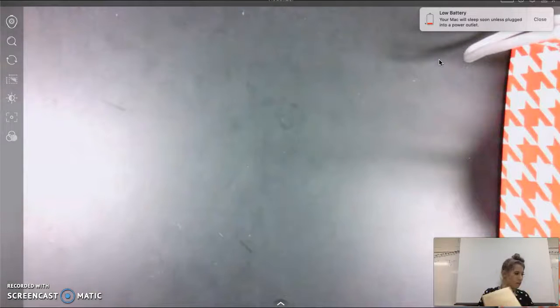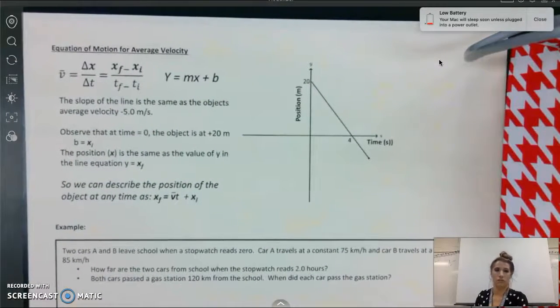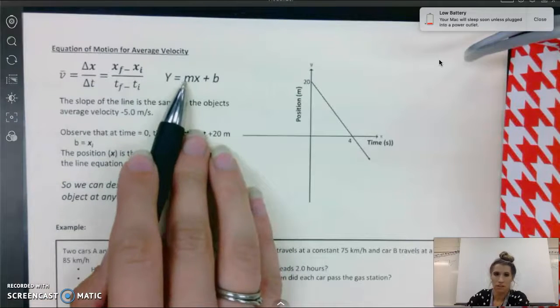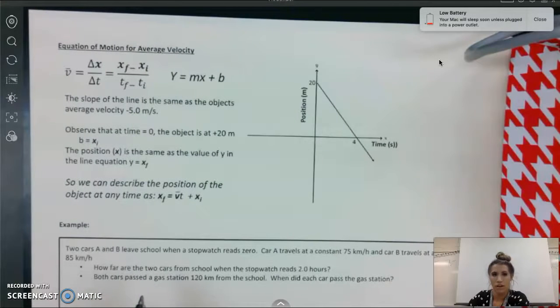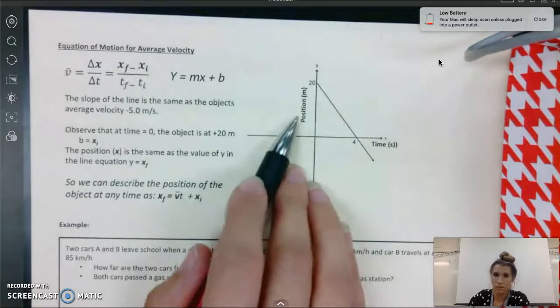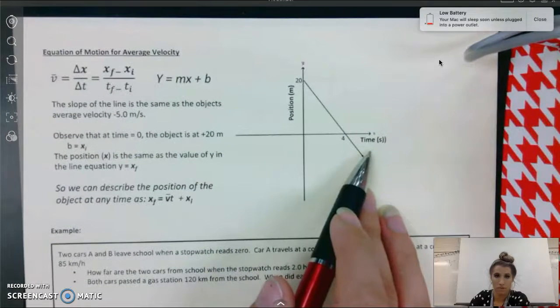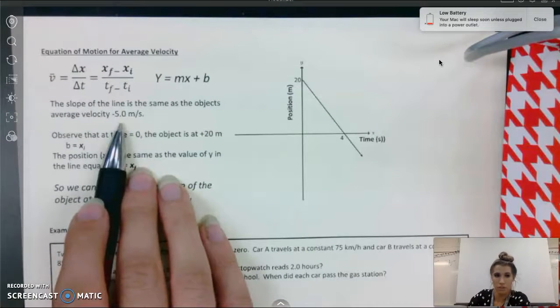Okay. And now let's look at this idea here. Okay, so we know that this is our average velocity, and that the slope of the line here is velocity for a position versus time graph. Okay, in this situation, y is the position, and x is time. Okay, so the slope of the line for this object here is -5 meters per second.